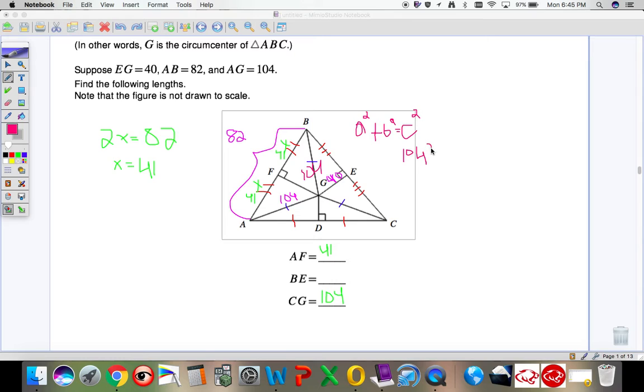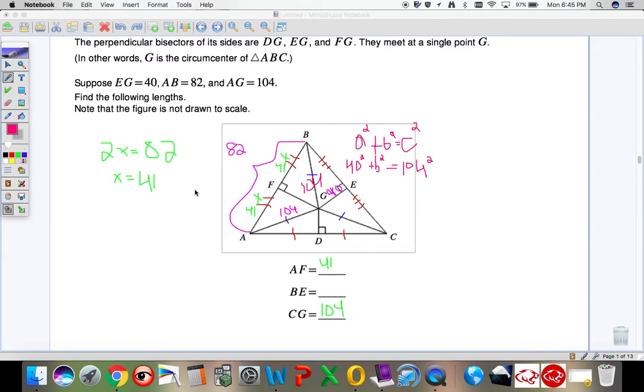Okay, and it doesn't matter which one you label A and B. That's just one of your sides, and that's 40. So I can have 40 squared plus B squared is equal to 104 squared. So you can do your Pythagorean theorem, figure out what B is. Once you find B, that is the length for BE, which will be your answer here.